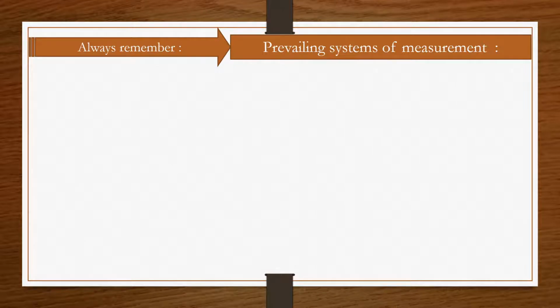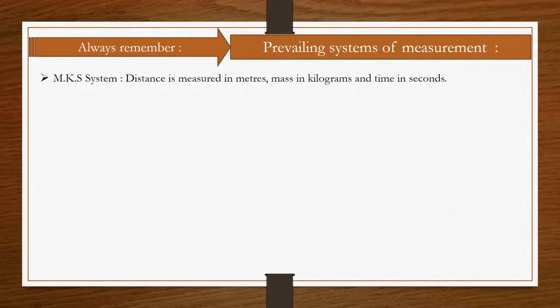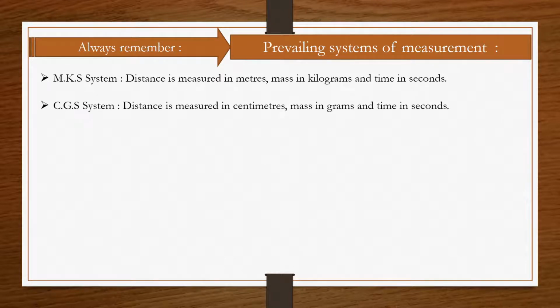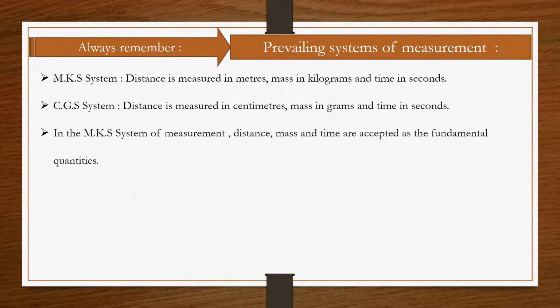Now students, you have to always remember that the prevailing systems of measurement are the MKS system and the CGS system. Now what is the MKS system? In this system, distance is measured in meters, mass in kilograms and time in seconds. And in the CGS system, distance is measured in centimeters, mass in grams and time in seconds. And also in the MKS system of measurement, distance, mass and time are accepted as the fundamental quantities. And these three quantities are used to measure all other quantities.